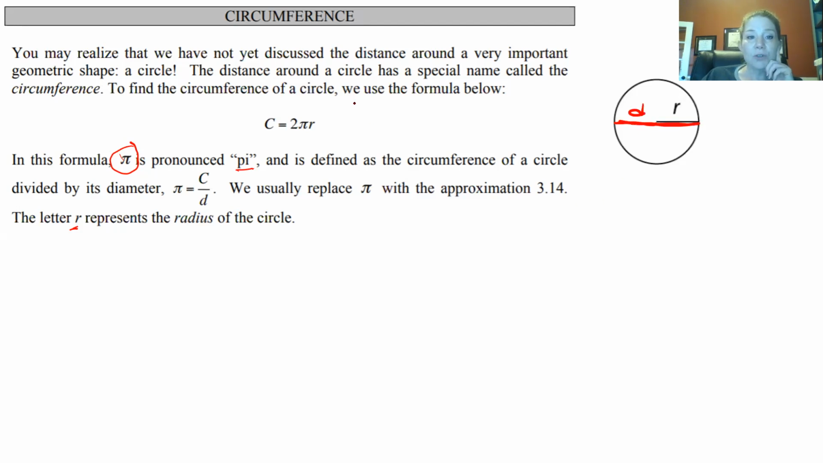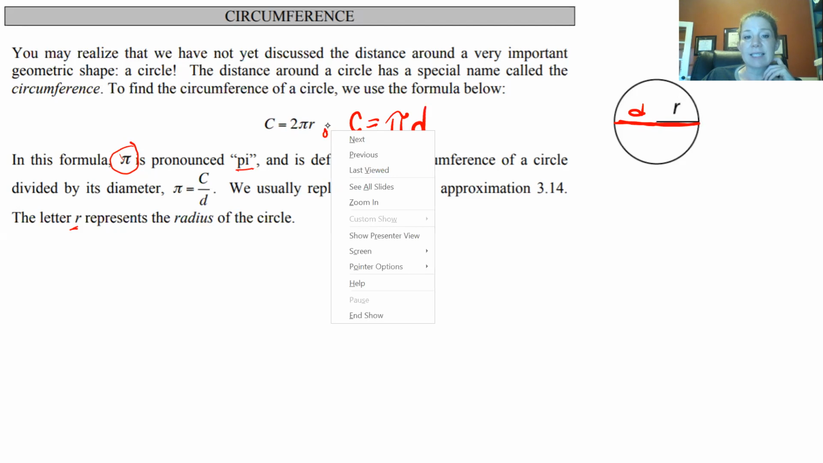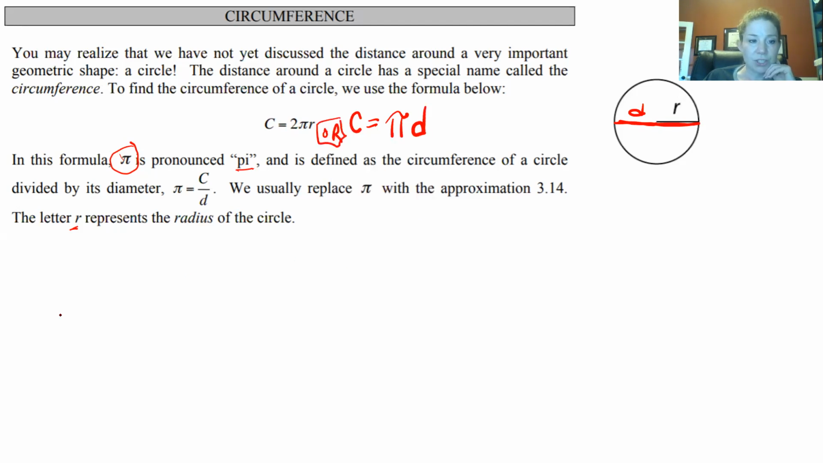Okay, so you can think of this formula in 2 ways. The circumference is equal to twice pi times R, because that's the radius, or if you have the diameter, you can say the same thing would be pi times the diameter. The 2 goes away because twice the radius is the diameter. So these two formulas are exactly the same thing, okay? So just keep that in mind.